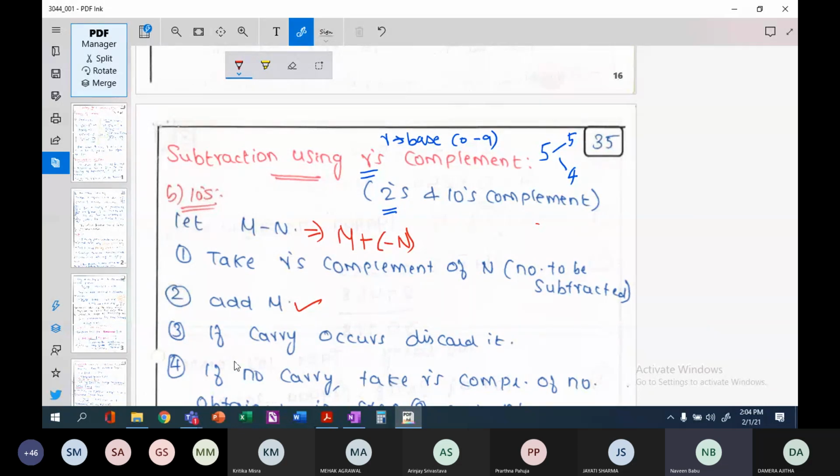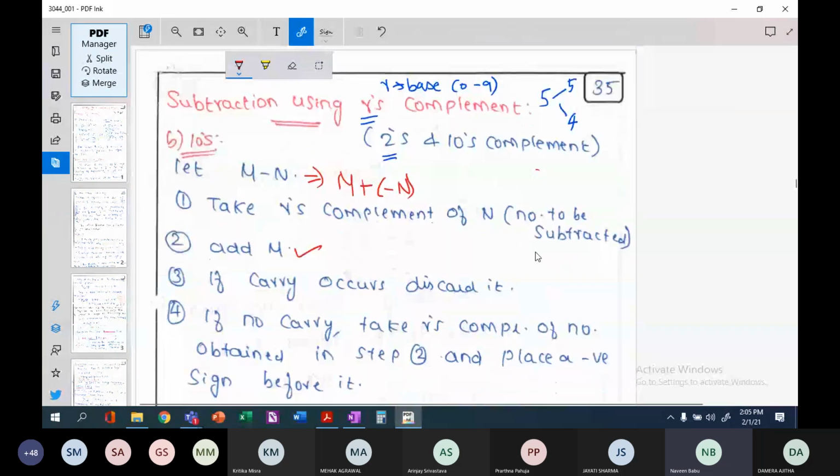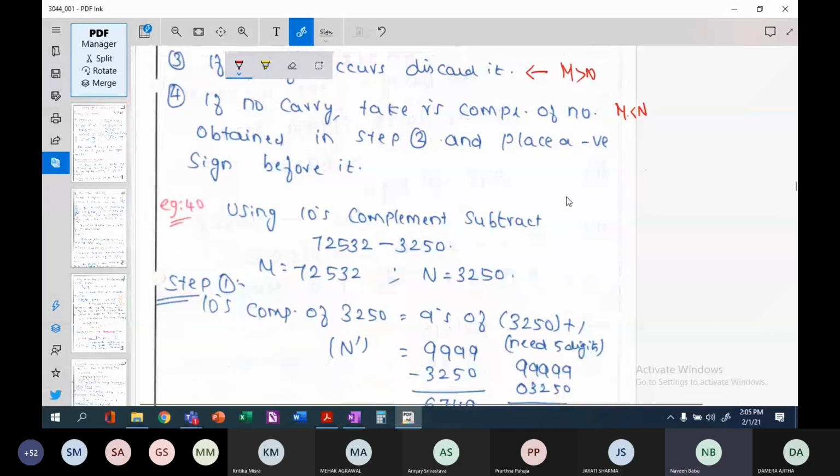If you get a carry here, then discard the carry. If there is no carry, then take the complement again of that particular number and then place a negative sign before it. So this third step will happen only when your m is greater than n. Your fourth step will happen only when your m is less than n.